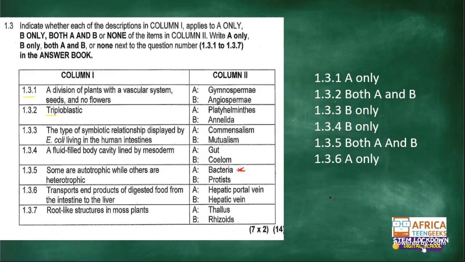1.3.7, root-like structures in moss plants. Okay, whilst I'm waiting for you to answer that one, I want to explain this. The hepatic vein, what is the difference? You see that the names are similar. The only difference is that portal. The hepatic vein would then be transporting blood from the liver to the inferior vena cava. So you see the correlation there? The hepatic portal vein would transport the blood from the intestine to the liver. And once it's in the liver, the hepatic vein would then take that blood from the liver to the inferior vena cava. Understood? And then root-like structures in moss plants. B only. Thank you, Lihlonolo. It is B only. It is the rhizoids.